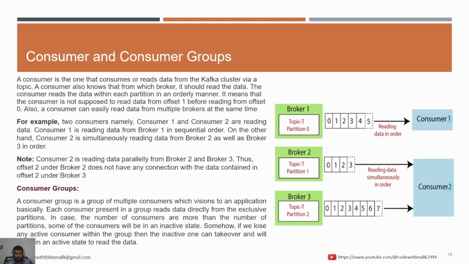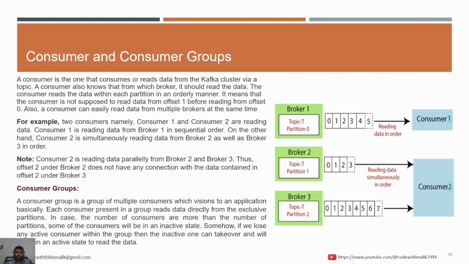Also, a consumer can easily read data from multiple brokers at the same time. For example, two consumers, namely Consumer 1 and Consumer 2, are reading data. Consumer 1 is reading data from broker 1 in sequential order. On the other hand, Consumer 2 is simultaneously reading data from broker 2 as well as broker 3 in order. Note, Consumer 2 is reading data in parallel from broker 2 and broker 3. Thus, offset 2 under broker 2 does not have any connection with the data contained in offset 2 under broker 3.